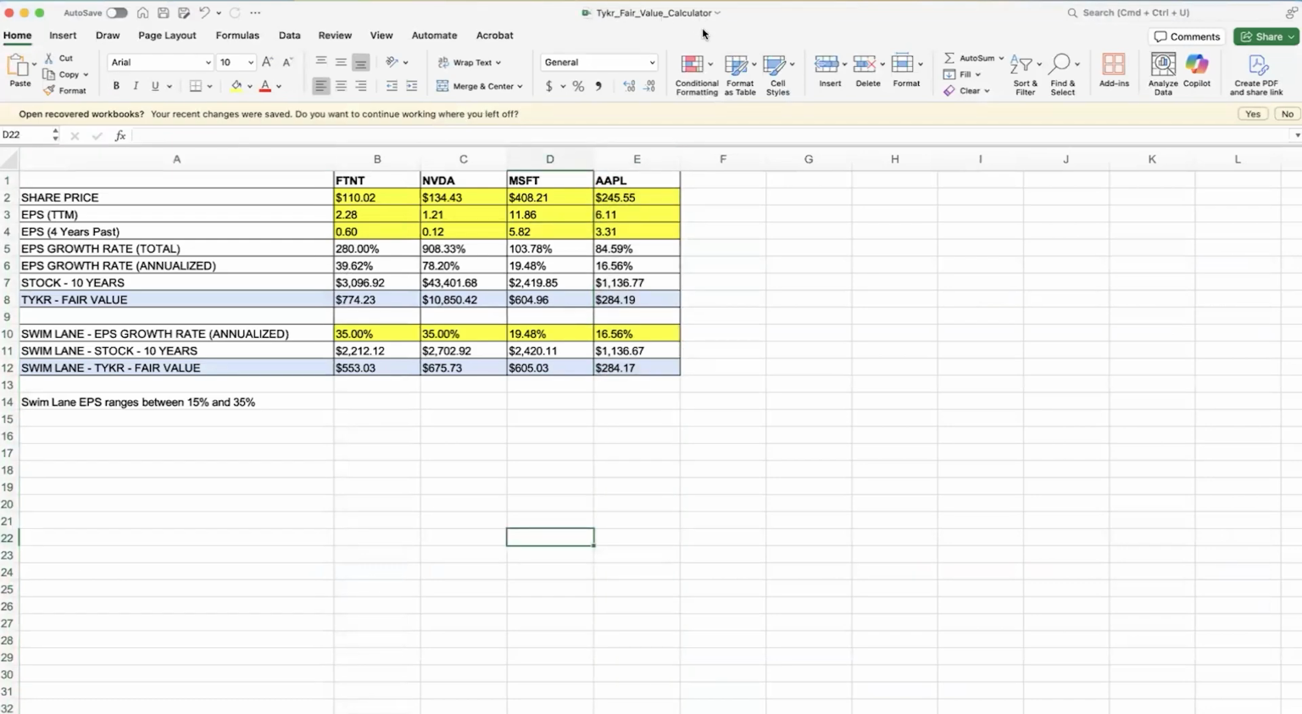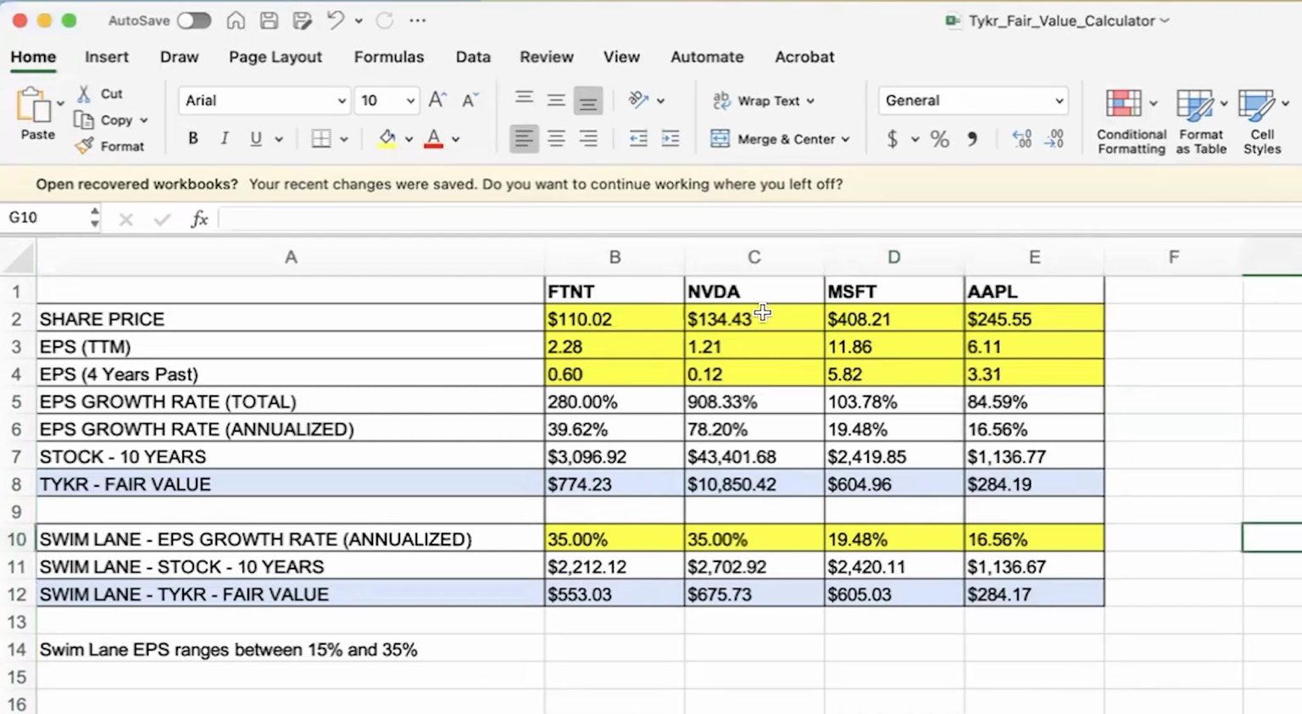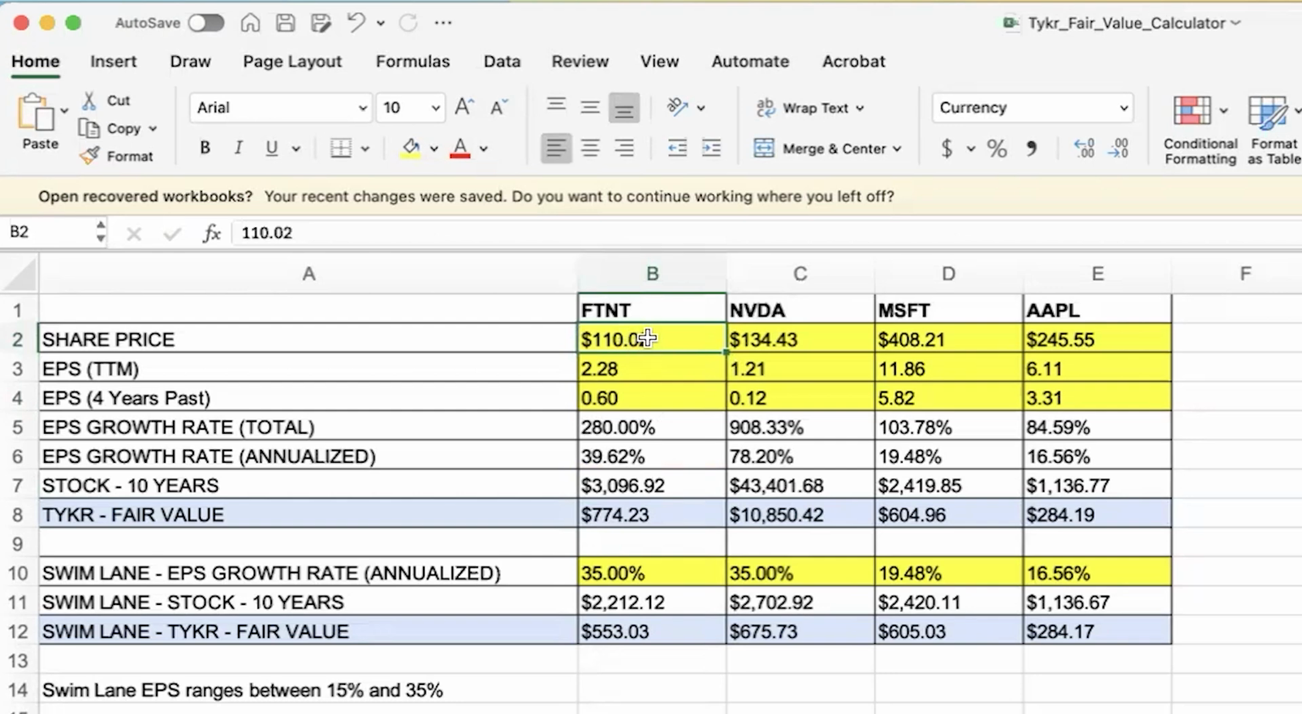So here we go. This one is titled Tykr Fair Value Calculator. You can download this, and I got a few examples here, and these share prices are not up to date. Keep that in mind, but I'll break down the math a little bit to give you context on what we're doing and something we changed that's a little bit different than Phil Town. So here we go. Let's break down this first one, which is Fortinet. And we can see I've got a share price of 110.02. Where there's yellows, you change something, everything else is calculated for you.